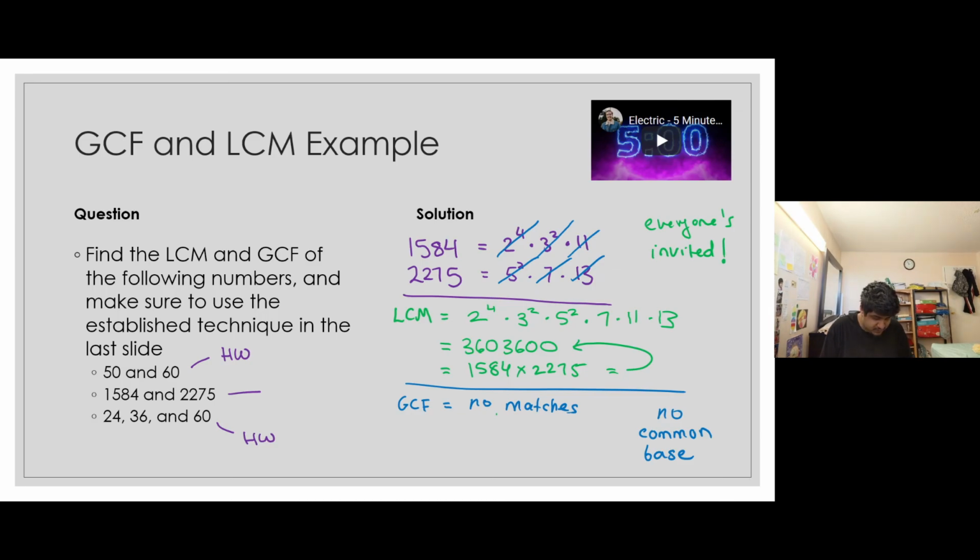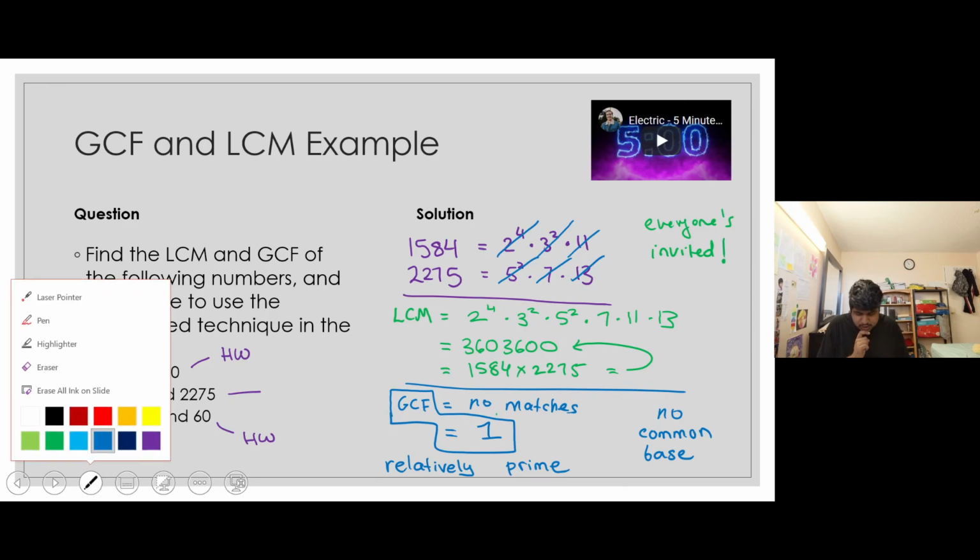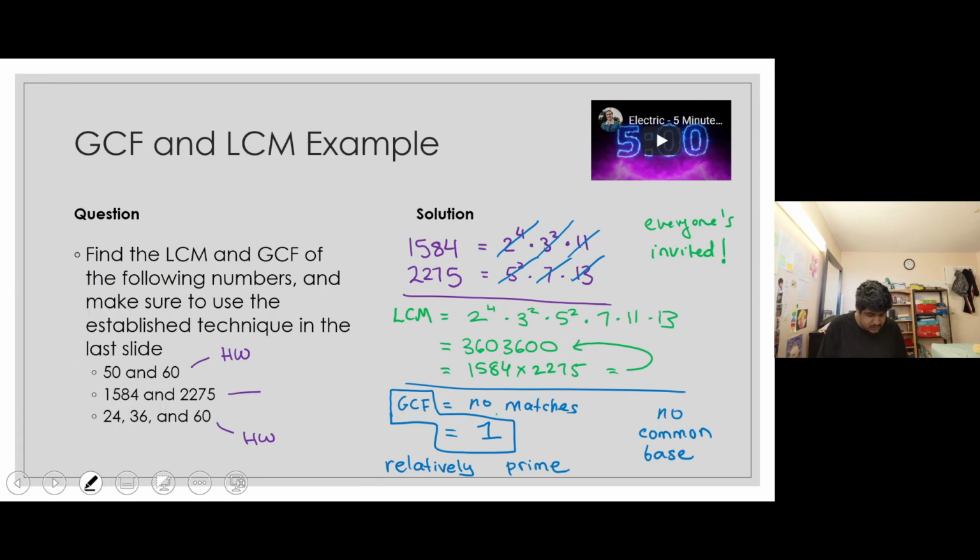And if there is no common base, we can't do a GCF. In fact, the GCF in this case, we say if there's no matches, it's equal to 1. And when the GCF is equal to 1, this has a special name, which is relatively prime. Right? So we would say that because of what happened in the situation, these two numbers are experiencing what is known as being relatively prime, because their GCF is equal to a value of 1.